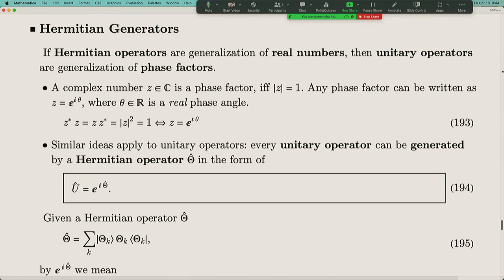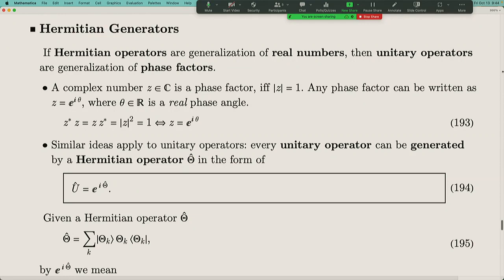let me talk about the relation between Hermitian and unitary. You can see Hermitian and unitary look somewhat related. They all have to do with Hermitian conjugate. There's a very profound relation between these two types of operator. If Hermitian operators are a matrix generalization of real numbers, as I said, then unitary operators are a generalization of phase factors.